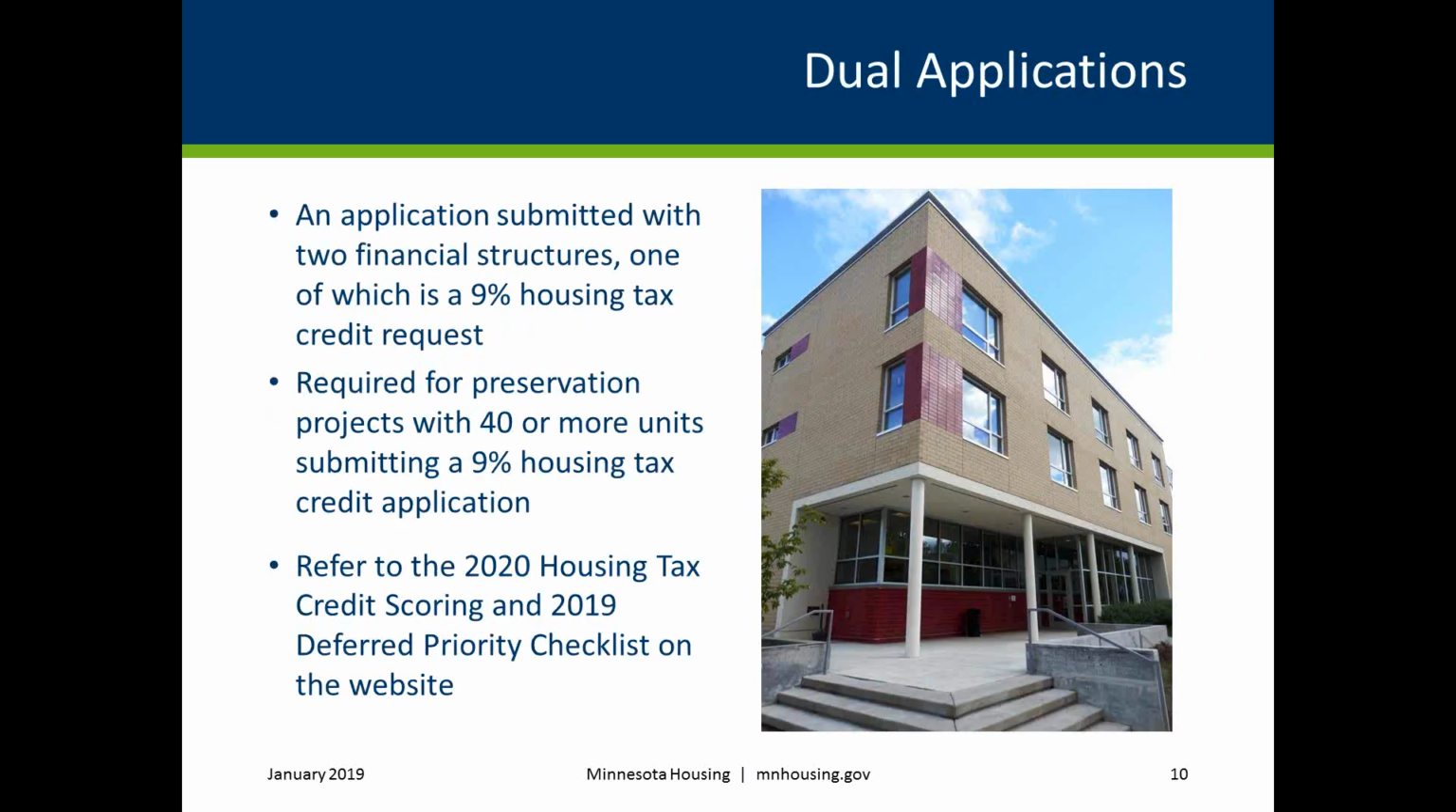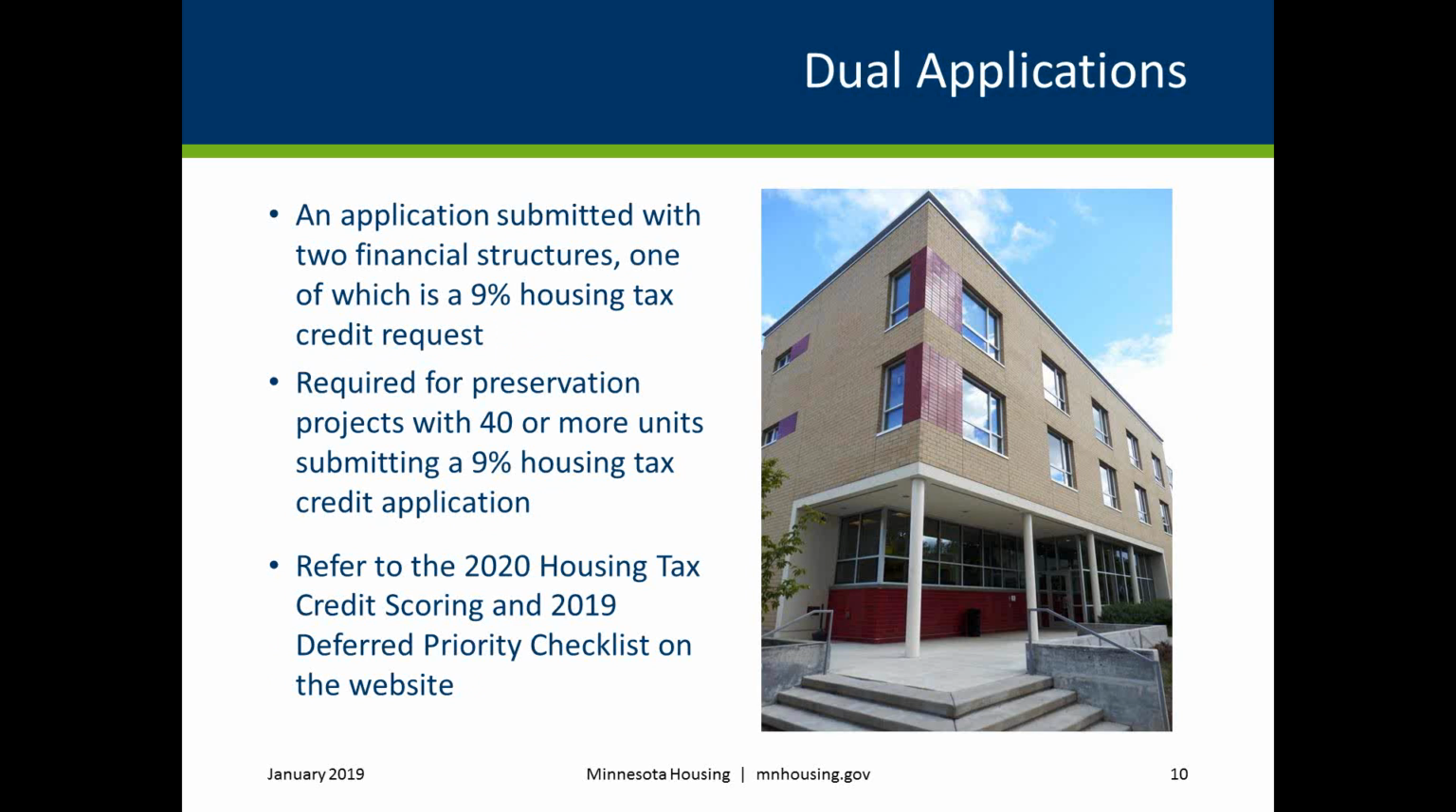A dual application is an application submitted with two financial structures and corresponding funding requests. One of those structures includes 9% housing tax credits. Most often, the second financial structure uses tax-exempt bonds and 4% housing tax credits. A dual application is required for any project with 40 or more units that is seeking preservation points for a 9% housing tax credit application.